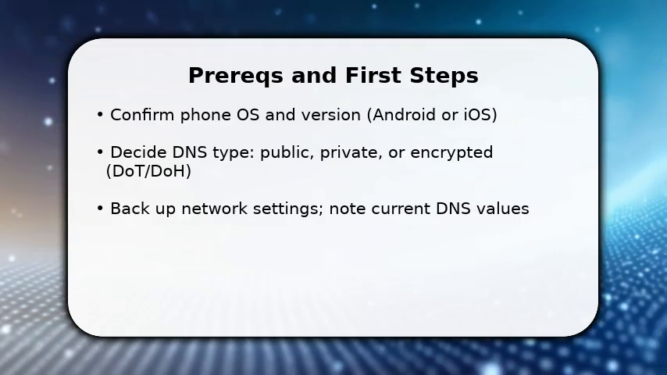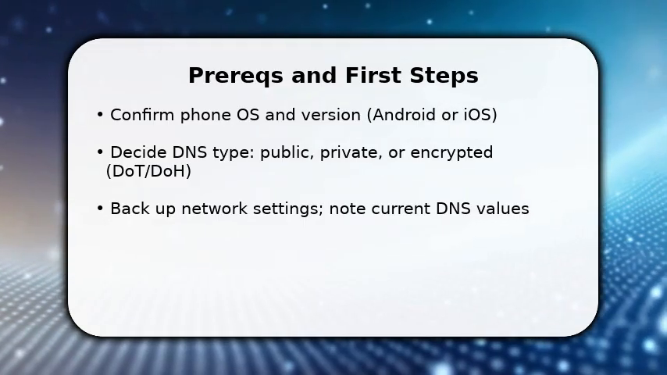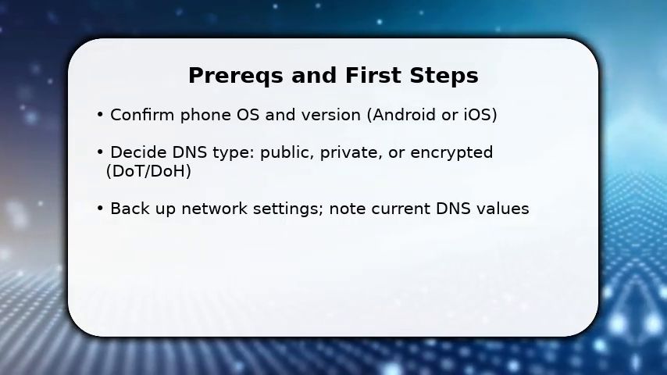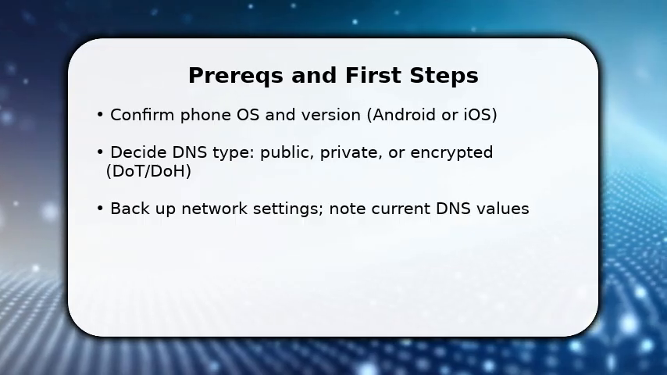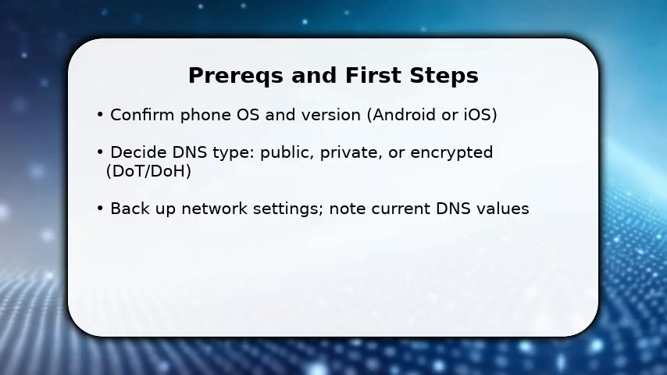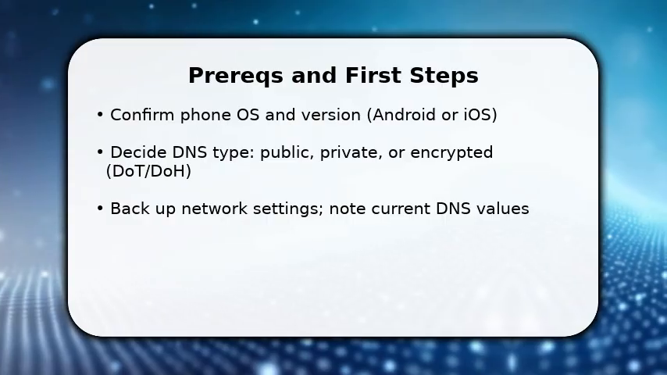You start by confirming your phone model and OS version so you pick the right DNS method. Once done, choose between public DNS, a private provider, or encrypted options like DoT or DoH. This affects privacy and speed. Make sure to back up current network settings and note the existing DNS addresses so you can revert.